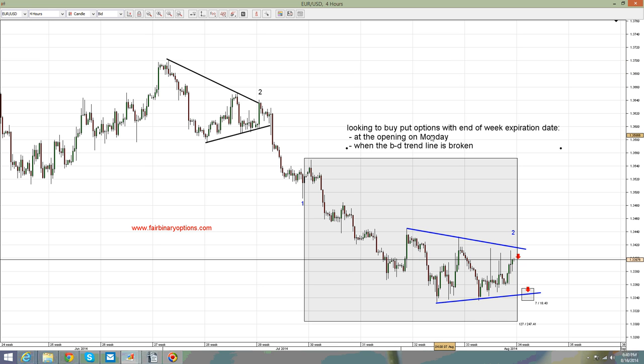Well, that's the plan. It remains to be seen. Remember, exactly what happened here, the 1 and the 2, is supposed to happen here with a complex correction. This is being called a double three running, one of the most powerful patterns out there.